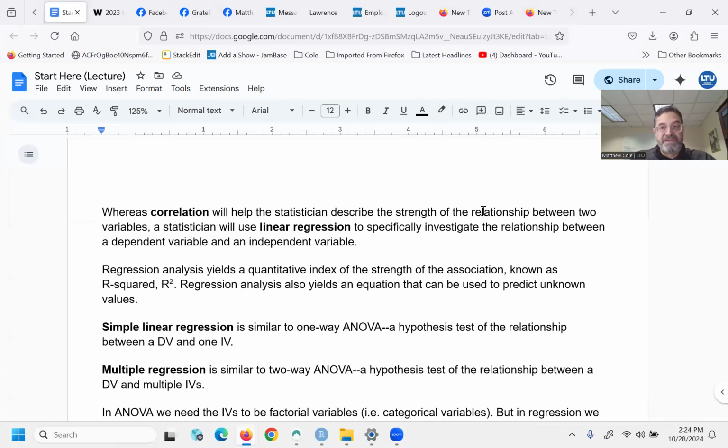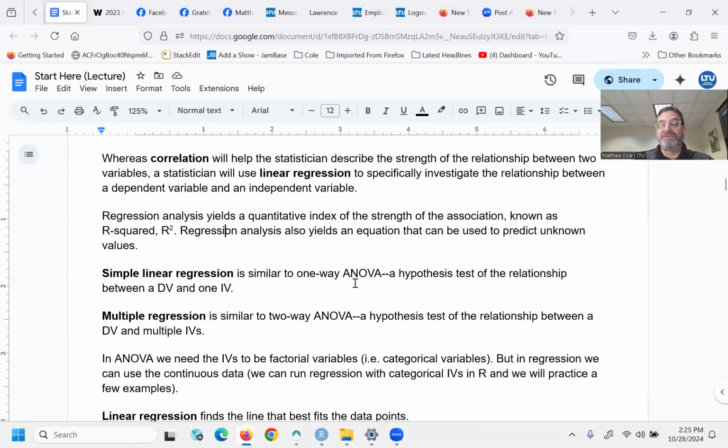But with linear regression, we can specifically say one variable is going to be y, that's the outcome variable, the dependent variable, and one variable is going to be x, that's the independent variable or the predictor. Regression analysis yields a quantitative index of the strength of the association known as R squared. Regression analysis also yields an equation that can be used to predict unknown values, and we're going to practice all of that.